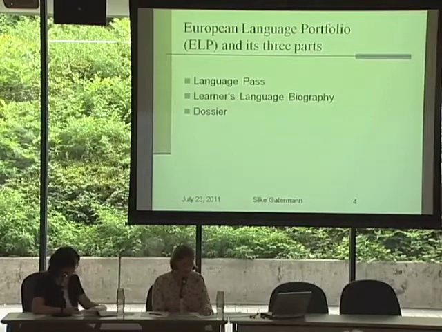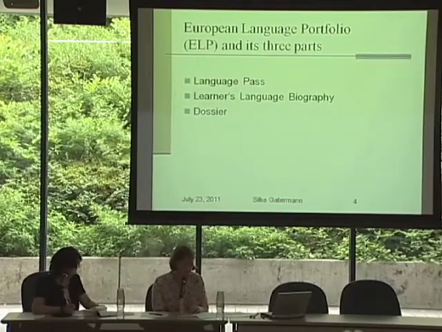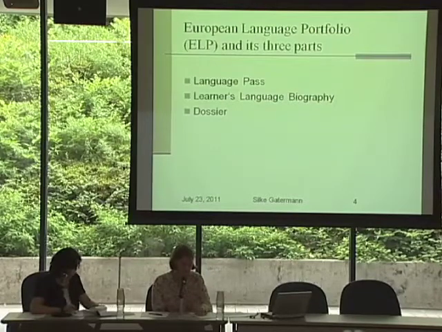The portfolio version used in many, but not all schools, for example in Hamburg, was the first German portfolio to be accredited by the COE in 2001.